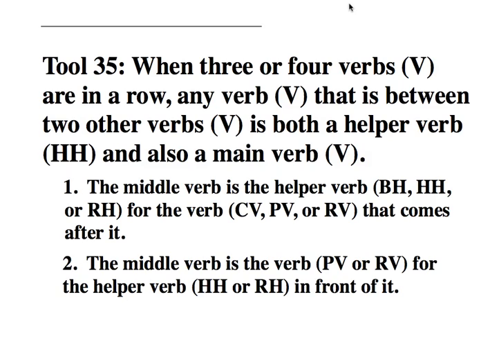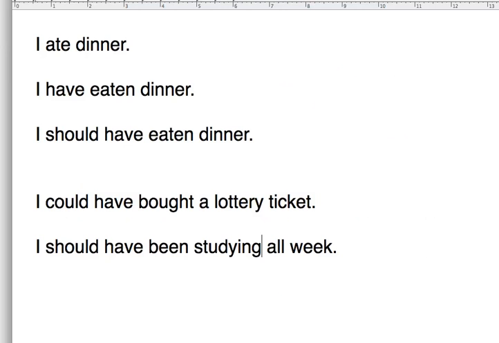So what this tells us is that if we have three or four verbs, they're a chain. And just like if you have a train, let's say, one car is in front of the car behind it. It's also behind the car in front of it. So very simple. I ate dinner. SV, right? Subject and verb. I have eaten dinner. Subject, have is our have helper. Eaten is our PV.